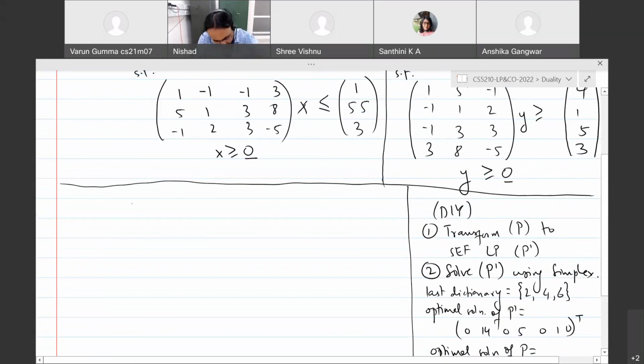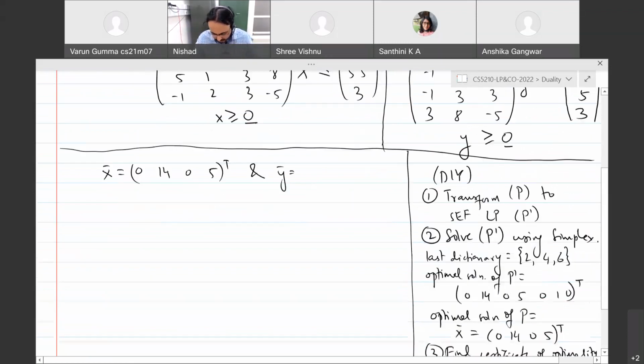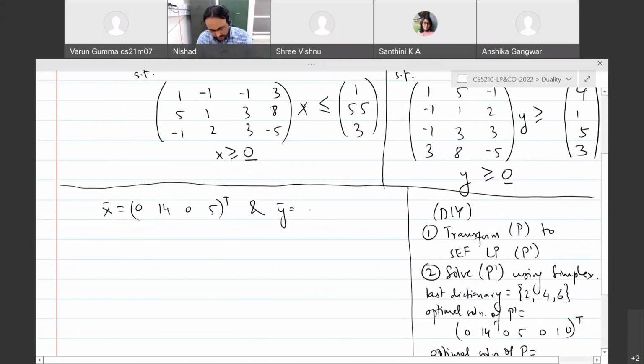So let's consider x bar, 0, 14, 0, 5, and y bar, which is 1106.